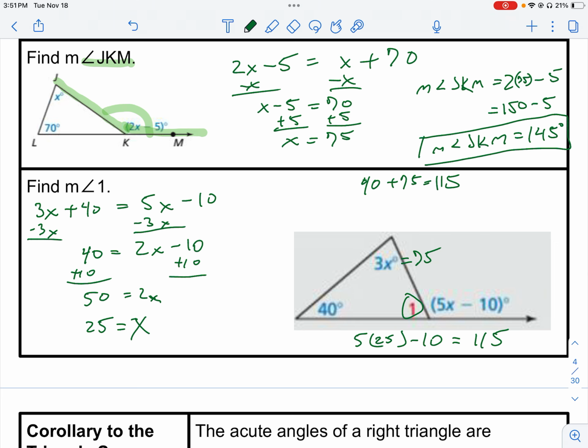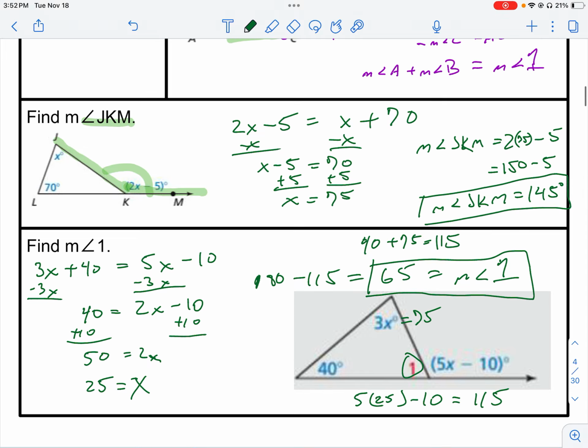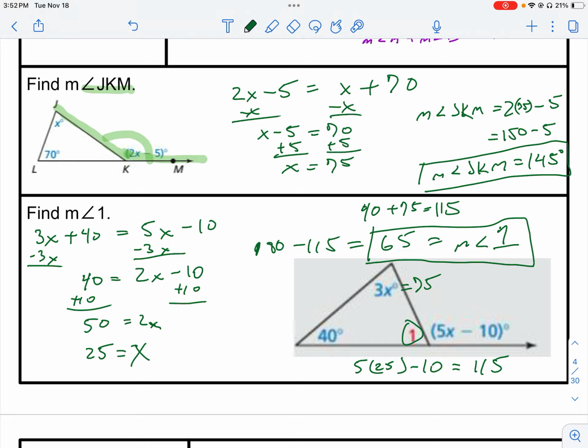But we're looking for angle 1. So we got to do 180 minus 115 equals 65, which is the measure of angle 1. And we are done.